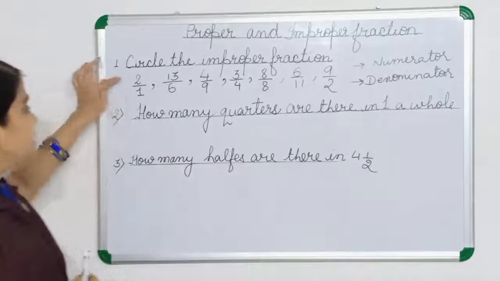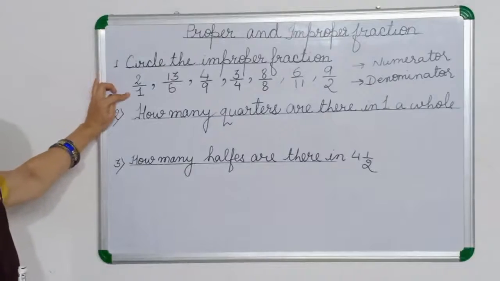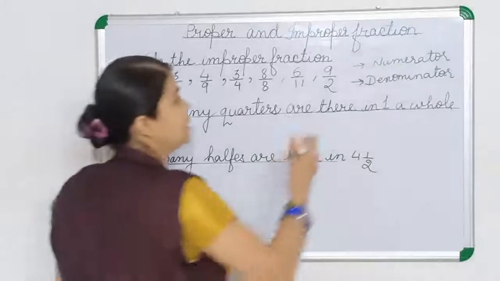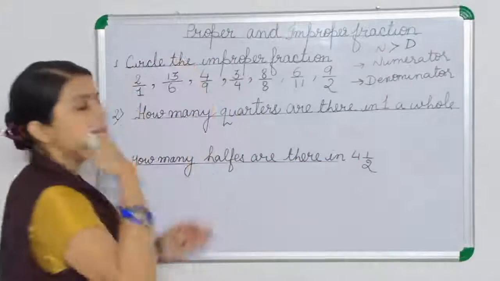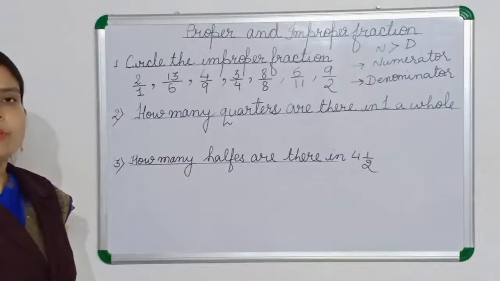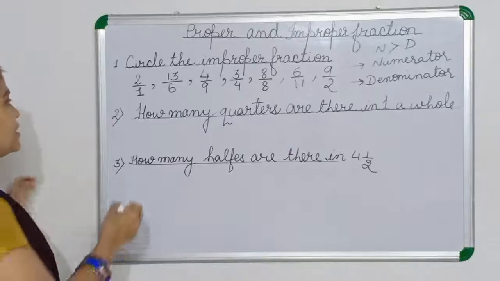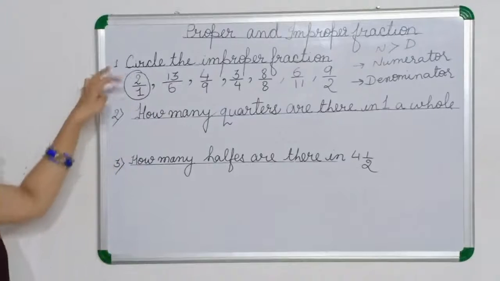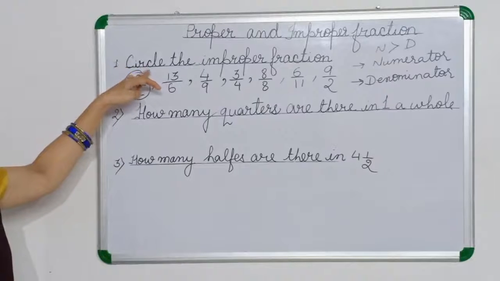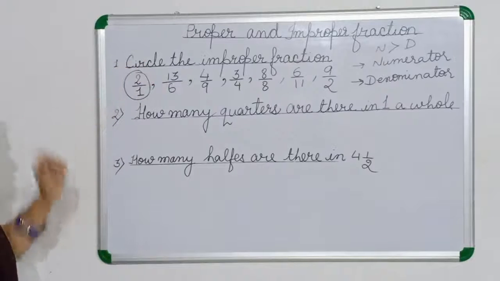So you can see here the numerator is greater than the denominator. When the numerator is greater than the denominator, meaning the upper part is more than the lower part, then it is an improper fraction. It is said you have to circle it, so I have circled it here.